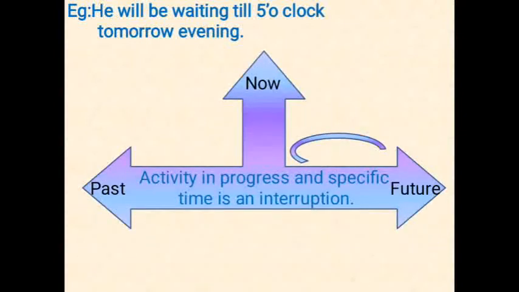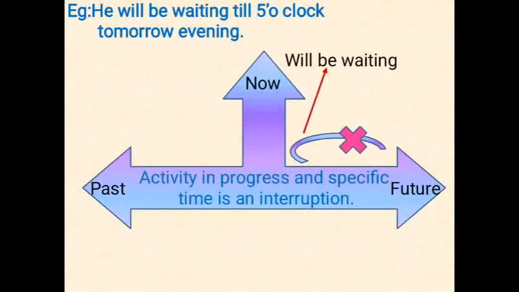Now, looking at this example, we can clearly understand the timeline of the future continuous tense. He will be waiting till 5 o'clock tomorrow evening. So, as I have already told you, future continuous tense talks about an activity in progress and a specific time as an interruption. Is it not? So, he will be waiting till 5 o'clock tomorrow evening. Here we can say that this is interrupted.